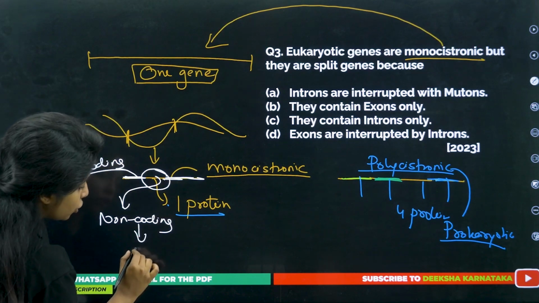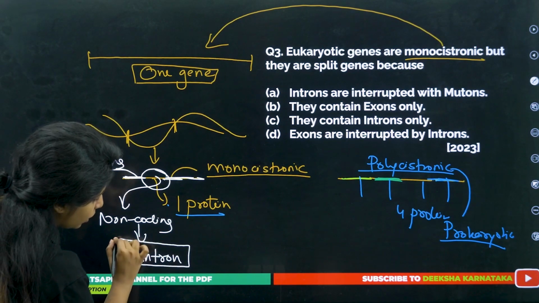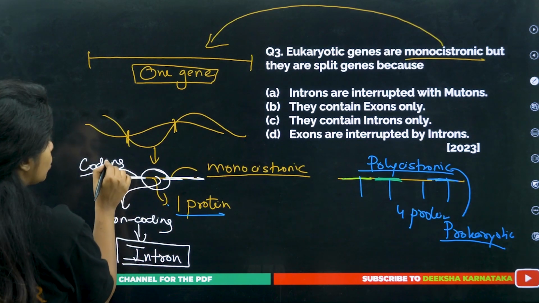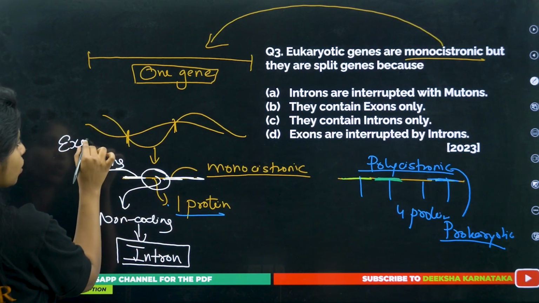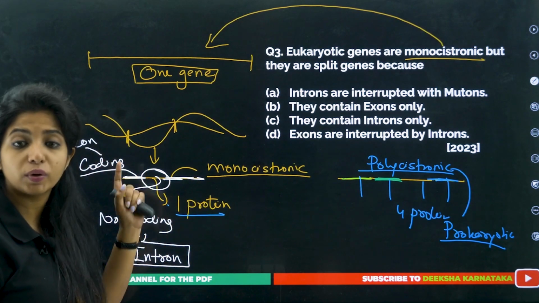And what do I call it, children? I call this region intron, or intervening sequence. And what do I call this coding thing? I call it exon. So in between the exons, what do you have, children? You have introns in the case of eukaryotes.